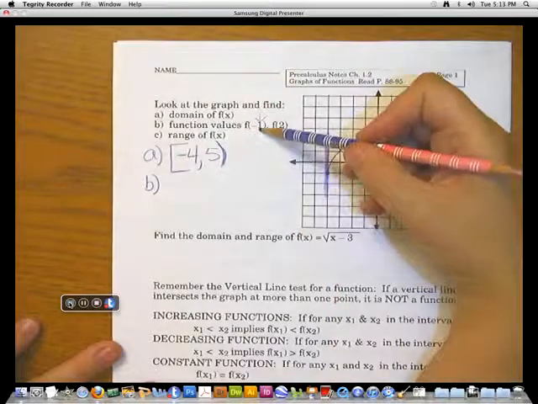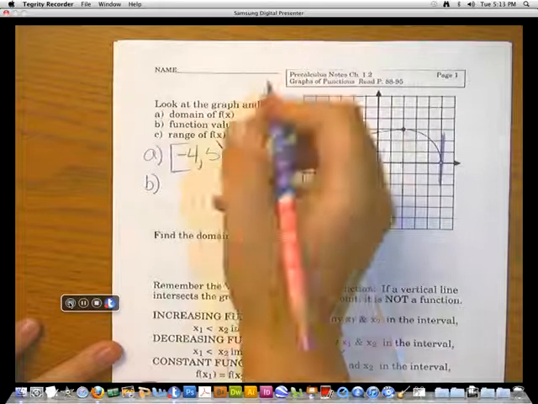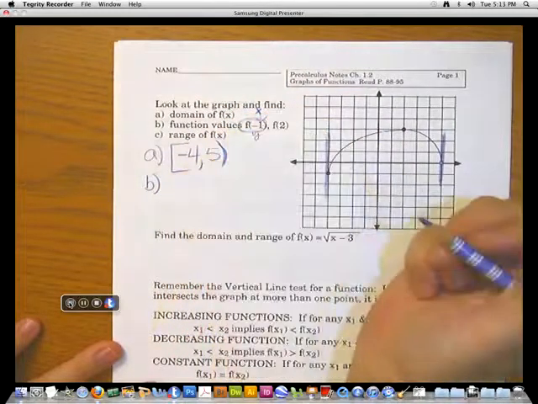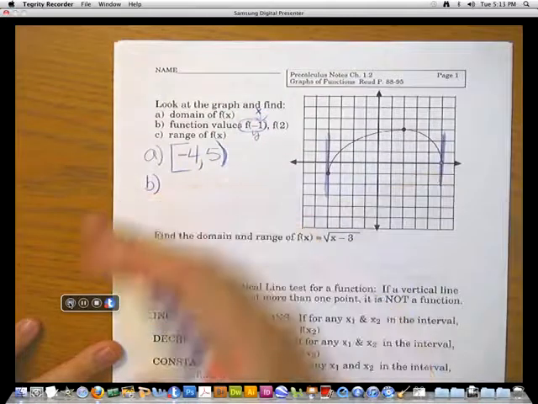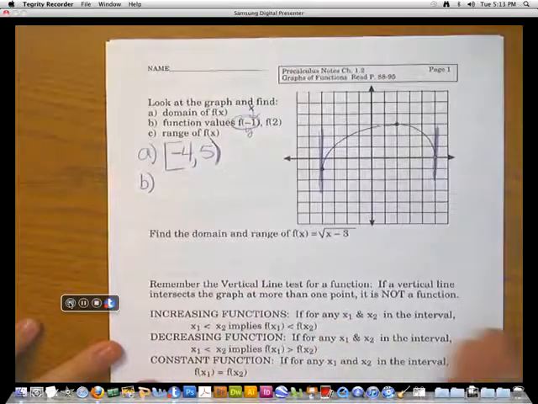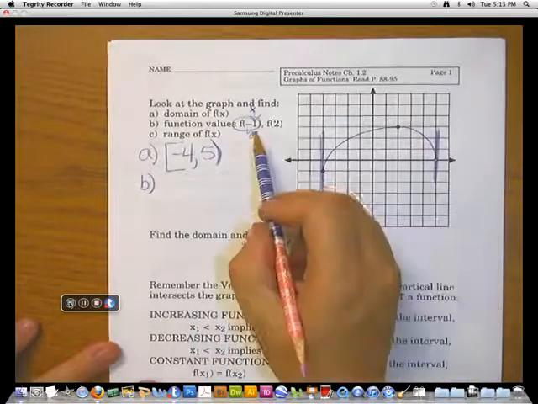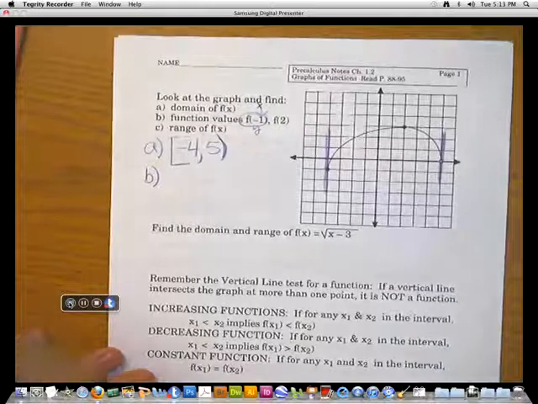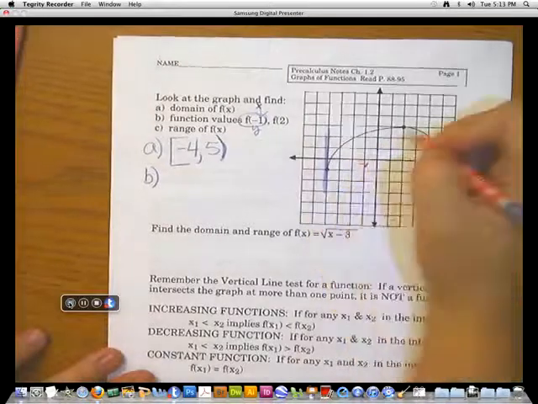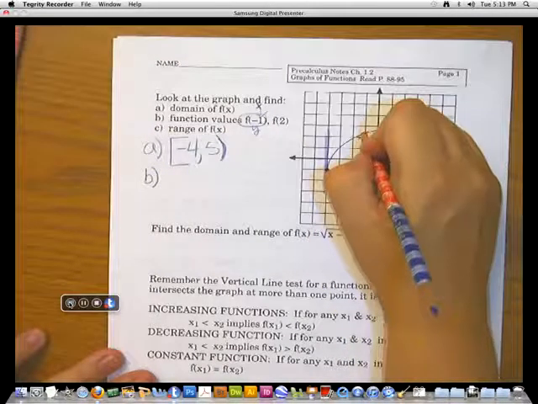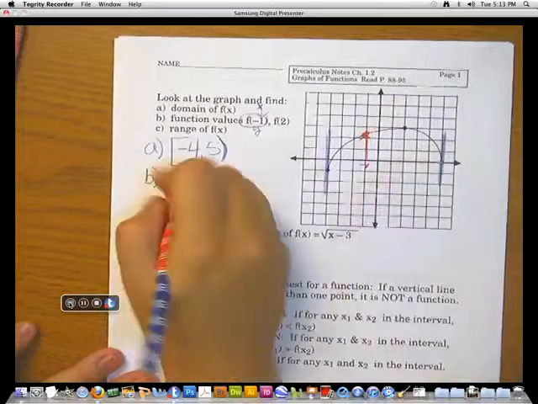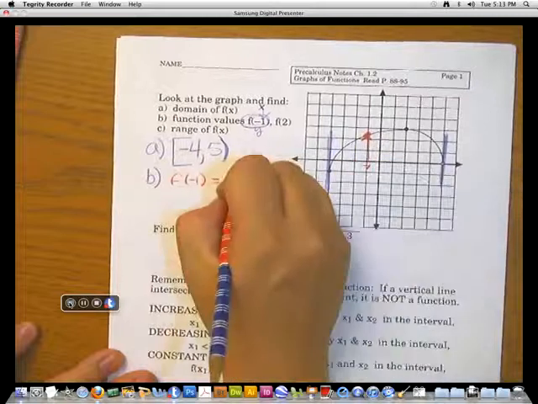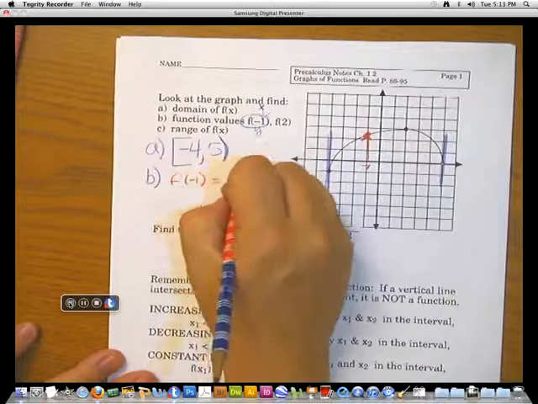On part B, it says find the value when x is -1. f of -1 means that is my x value. So when I'm finding a value, I'm finding a y value. And that's pretty much always going to be the case. If you're given x, you find y. If you're given y, you find x. So in this case, I'm given x is -1. Well, -1 is here. So what is the y value? That y value, f of -1, is approximately, we're going to say, 2.5.